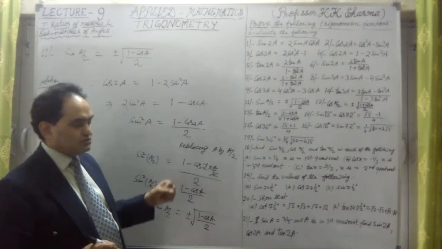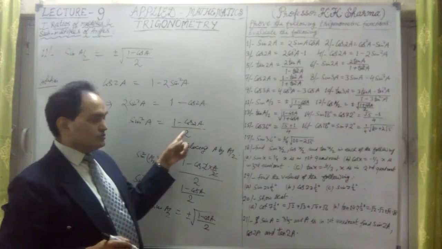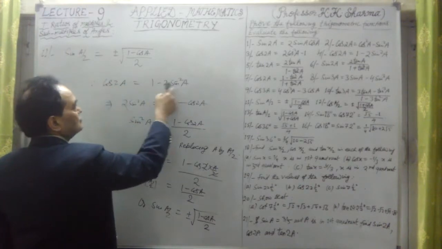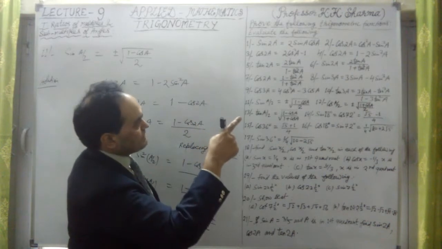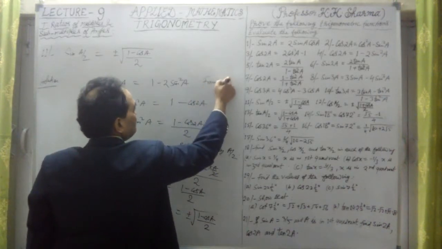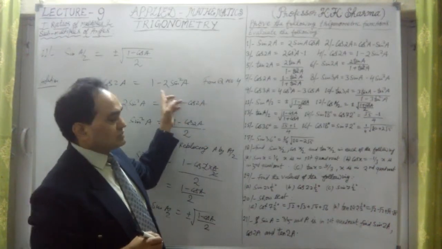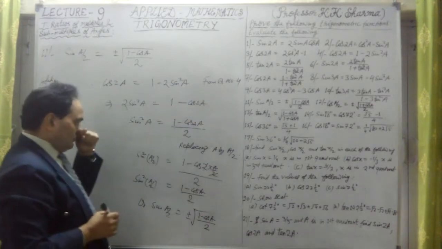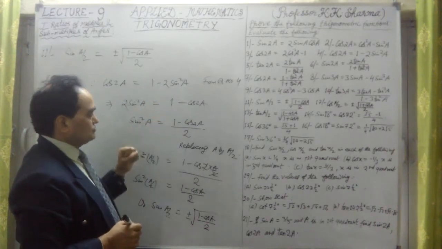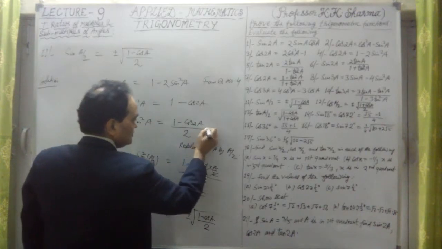Just replacing A by A by 2 in this formula, which is sine square A is equal to (1 minus cos 2A) upon 2. This is from question number fourth, from the fourth question, we have cos 2A equal to 1 minus 2 sine square A. This we have proved already. So from this, we have taken the value of sine square A, which is (1 minus cos 2A) upon 2. So that is giving us this value.